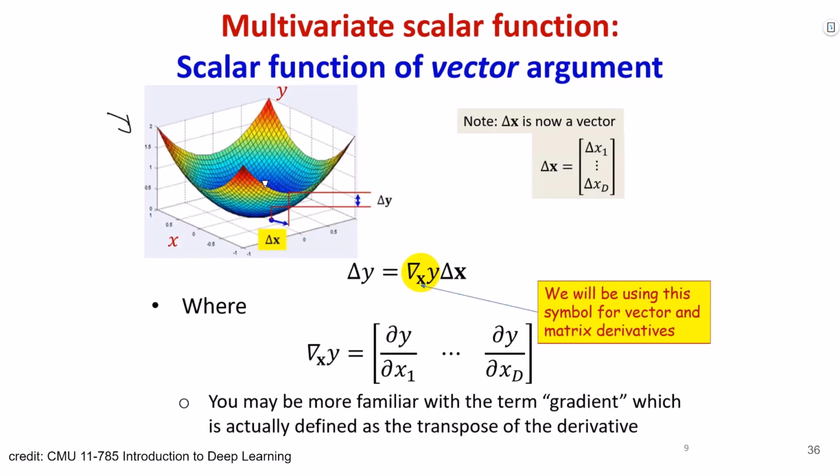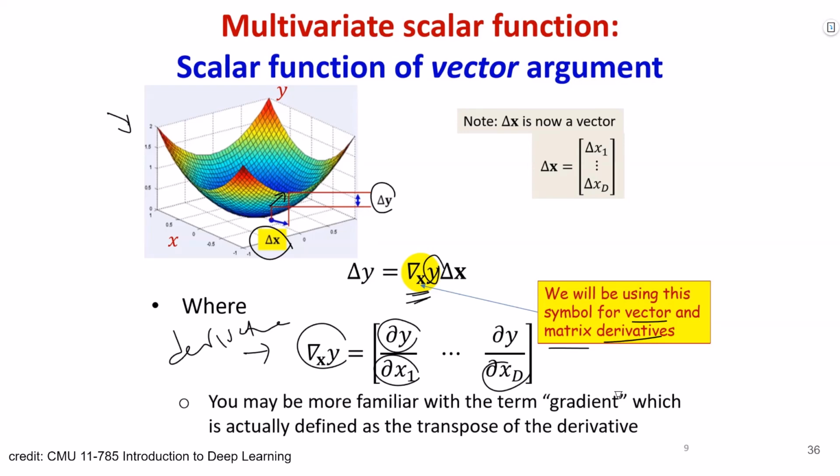In this diagram, you can see that when we change delta x, we want to get how much y changes. And we sometimes use this notation, this symbol, and this means taking the gradient of y with respect to x. We use this symbol for vector and matrix derivatives. And this one is defined as in the previous slide, taking the derivative of y with respect to the first dimension through the dth dimension. And this one is a derivative. You may be more familiar with the term gradient, which is actually defined as the transpose of the derivative. So when you transpose this one, then that becomes the gradient.